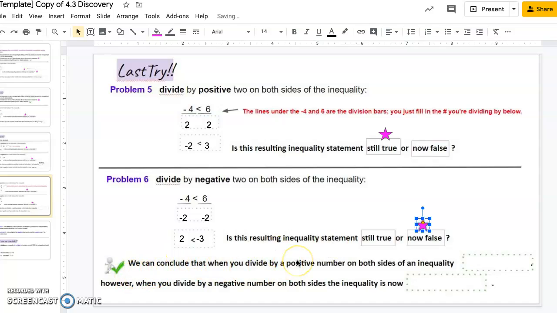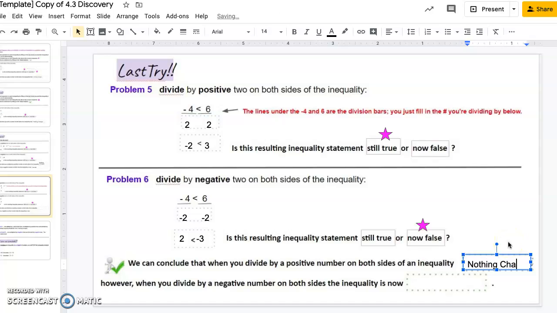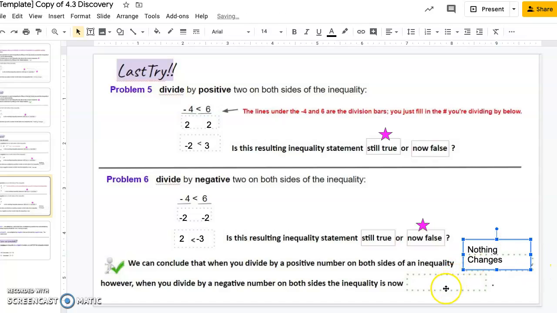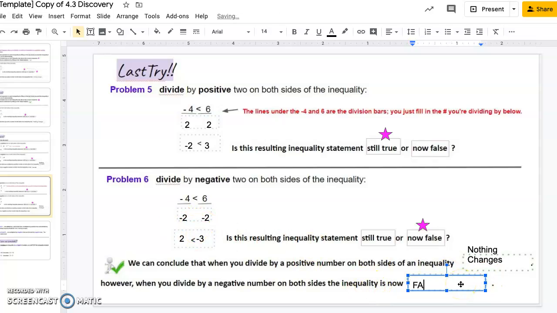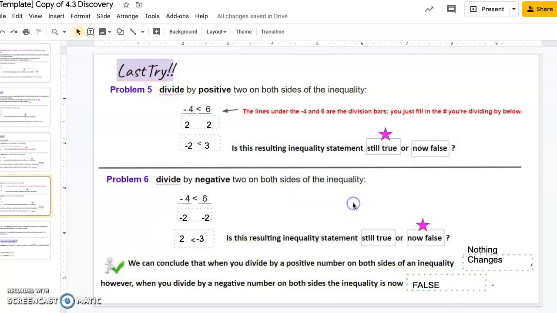When we look down here, what can we conclude when you divide a positive number on both sides of the inequality? Well, that was up here. We divided by a positive and nothing changed. Nope, spelled that wrong. And what can we conclude when we divide by a negative number? Well, that's what we did here. The inequality is now false or not true or incorrect, whatever you put there. Okay, so that's what you had to do there.